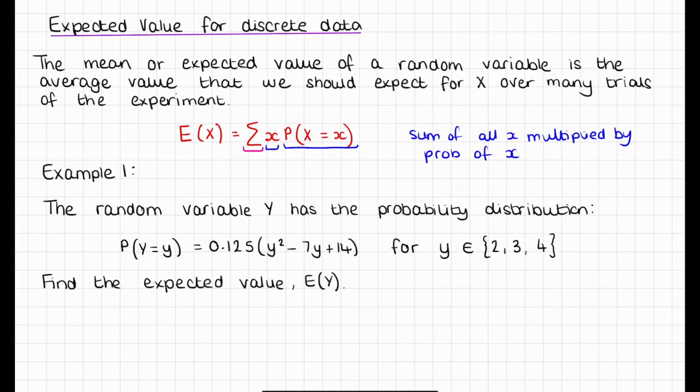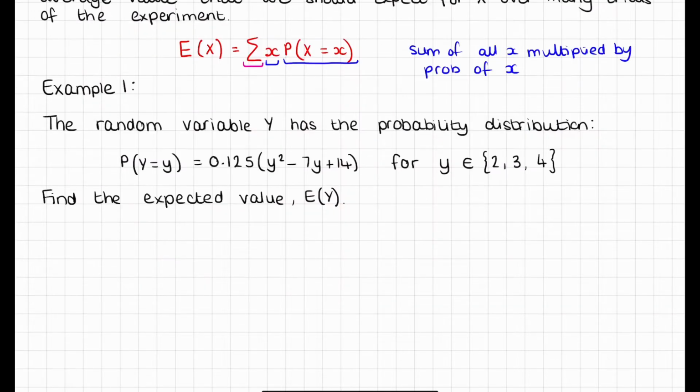In this example, the random variable y has a probability distribution of P(Y = y) = 0.125 multiplied by (y squared minus 7y plus 14), for y being an element of {2, 3, 4}. Find the expected value of y. First of all, we need to find the probabilities for when y equals 2, 3 and 4, and we've been given a formula to actually do that.